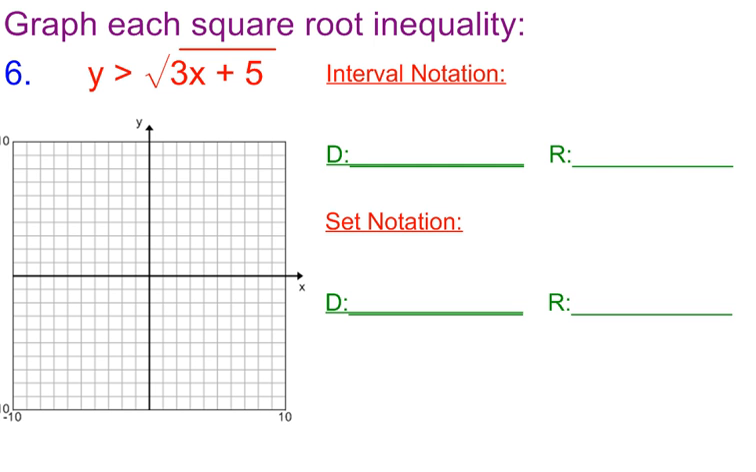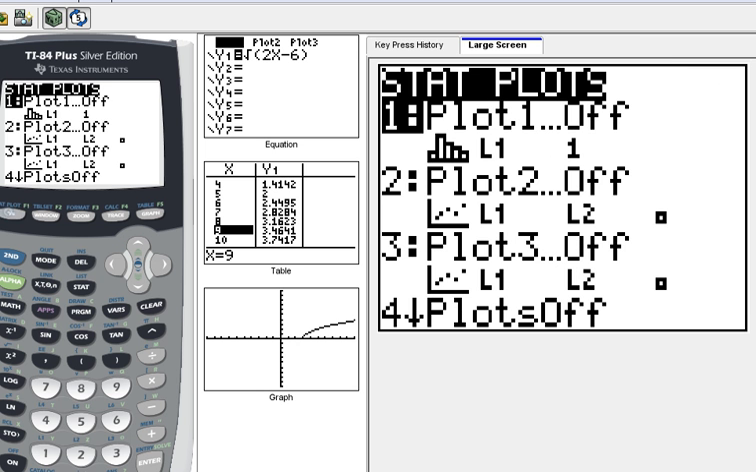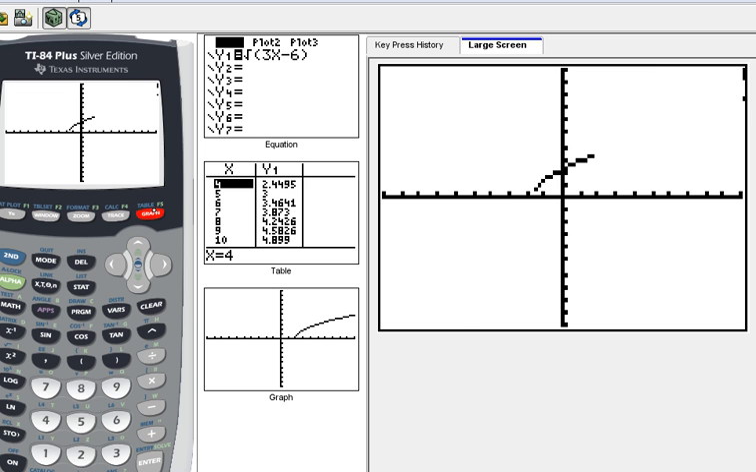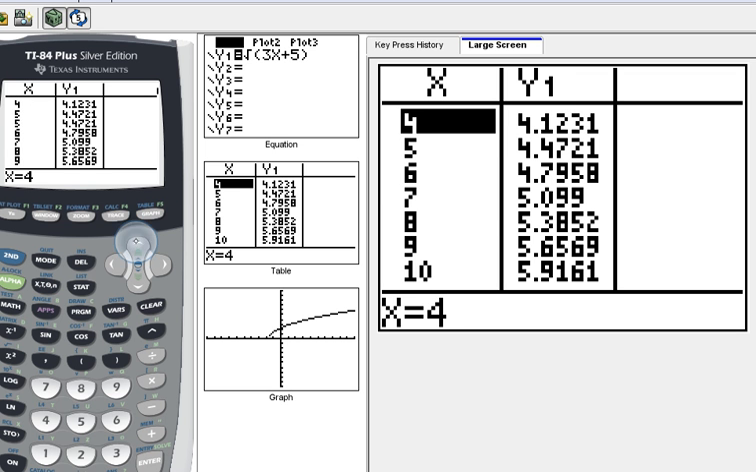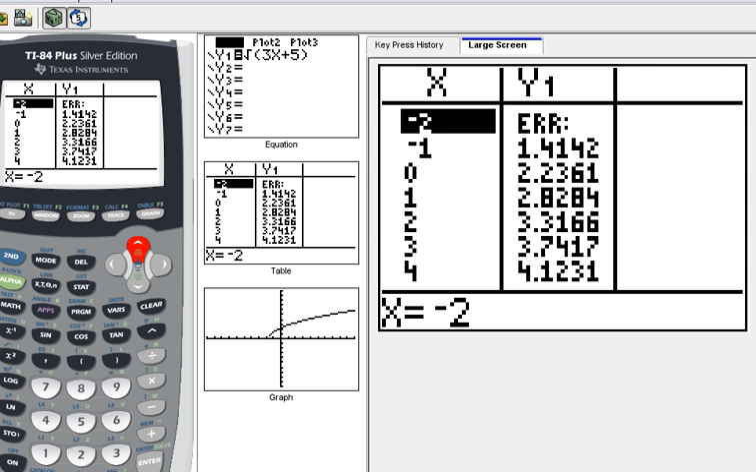Number 2, then it says y is greater than the square root of 3x plus 5. So I'm going to plot that on my calculator. So let's replace this with 3x plus 5. So now when I hit graph, it looks like my graph starts at negative 2, right, if I look at the graph. So let's look at the table, second table. And when I look at my values, yep, negative 2 is an error. So my graph must not start at negative 2.